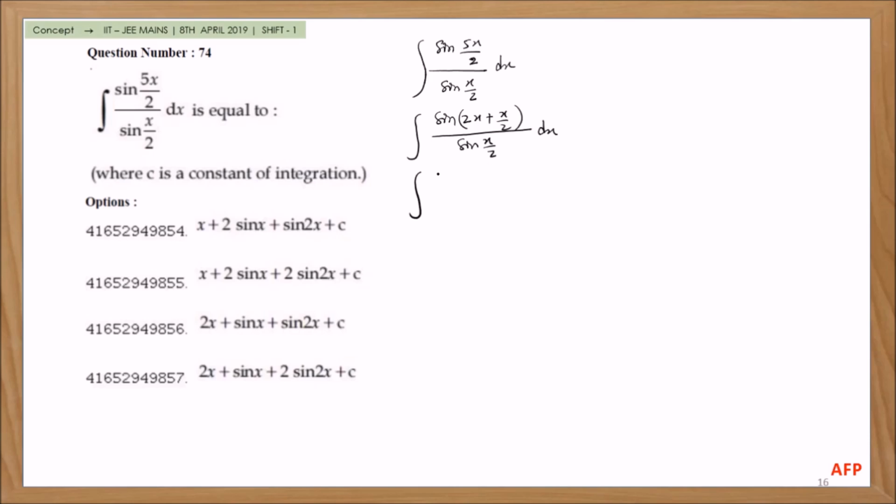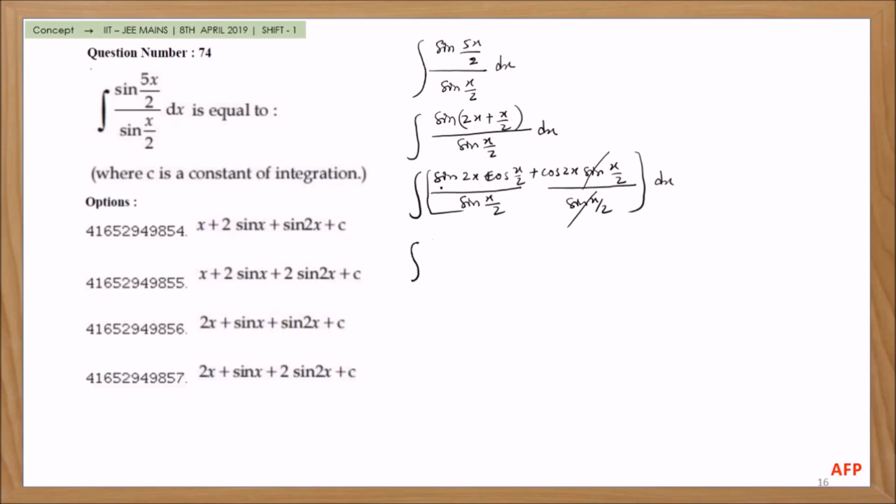Integration. Using the sin(a+b) formula: sin a cos b plus cos a sin b. The denominator we will divide independently for each term. Cancellation here will not get cancelled.